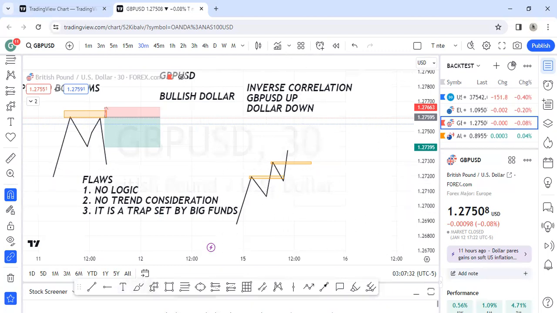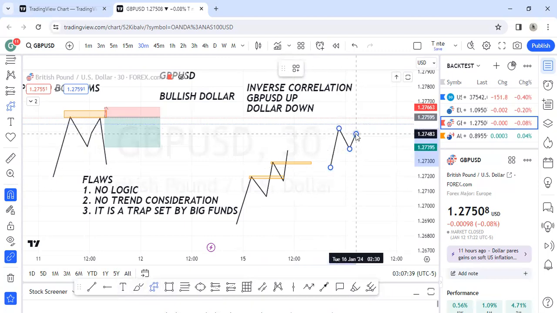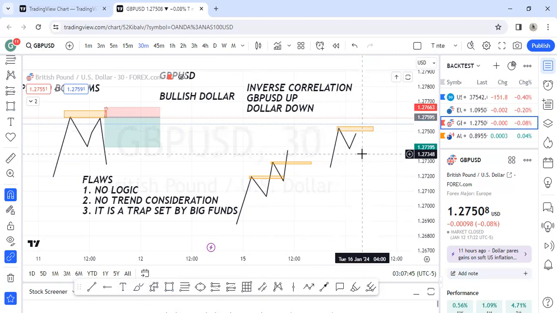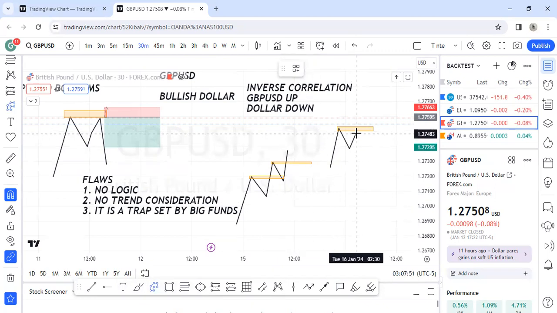Now, if a big fund wants to take a trade and he knows that everyone wants to sell this double top, everyone is looking at selling this double top, so now he has what? Opposing liquidity to his trade. So what does he do? He deliberately buys with his big fund.